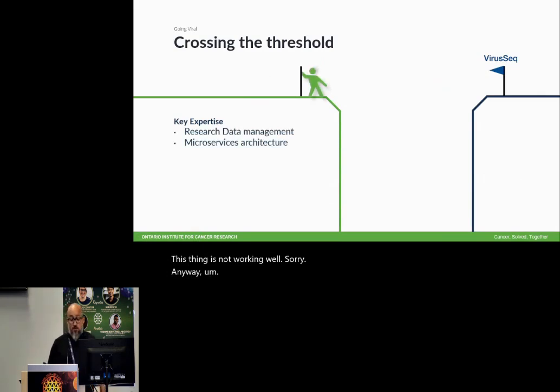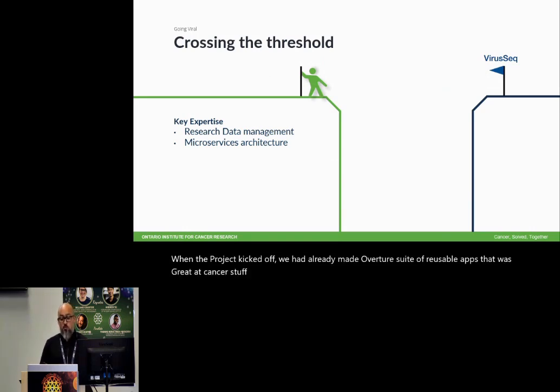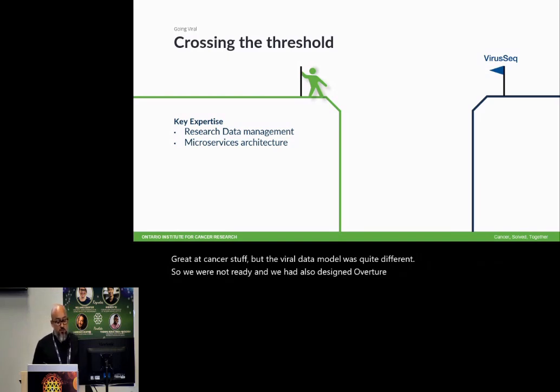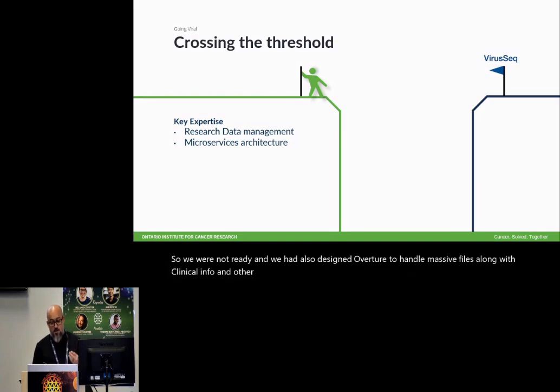When the project kicked off, we had already made Overture, a suite of reusable apps that was great at cancer stuff, but the viral data model was quite different. So we were not ready. And we had also designed Overture to handle massive files along with clinical info and other metadata. But again, the viral sequences came in what was basically several thousands of tiny records in a couple files.